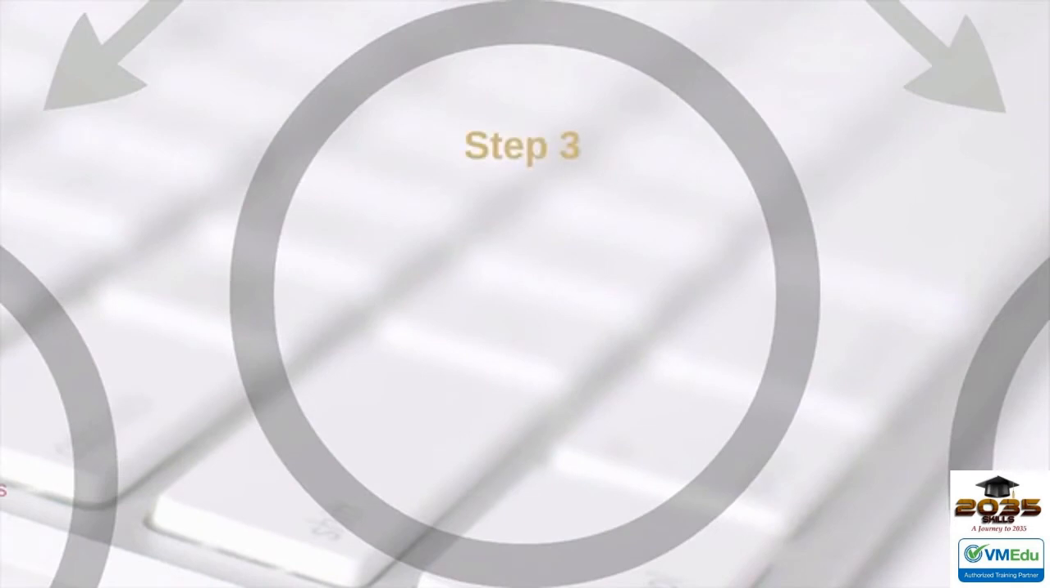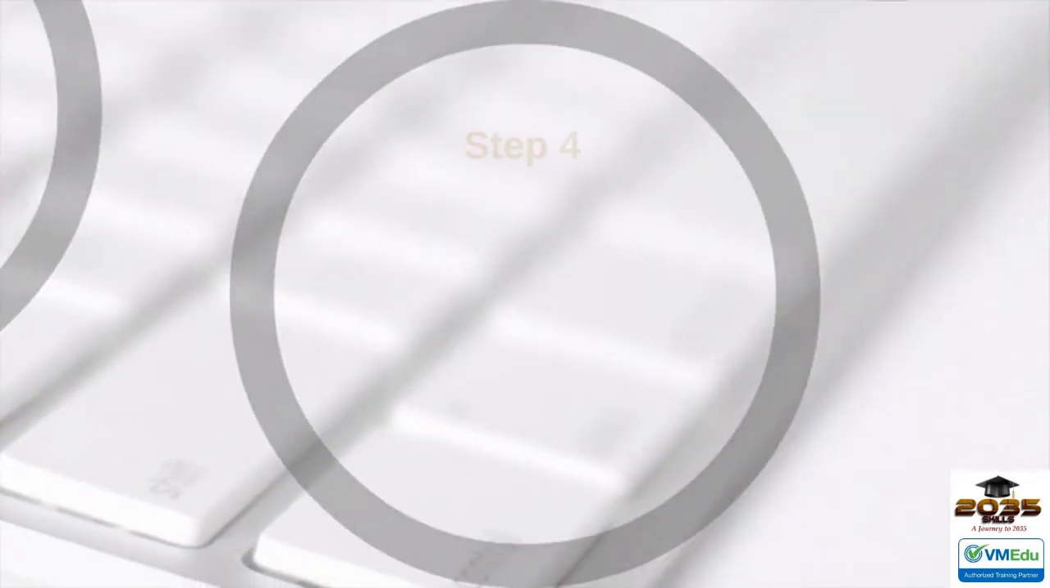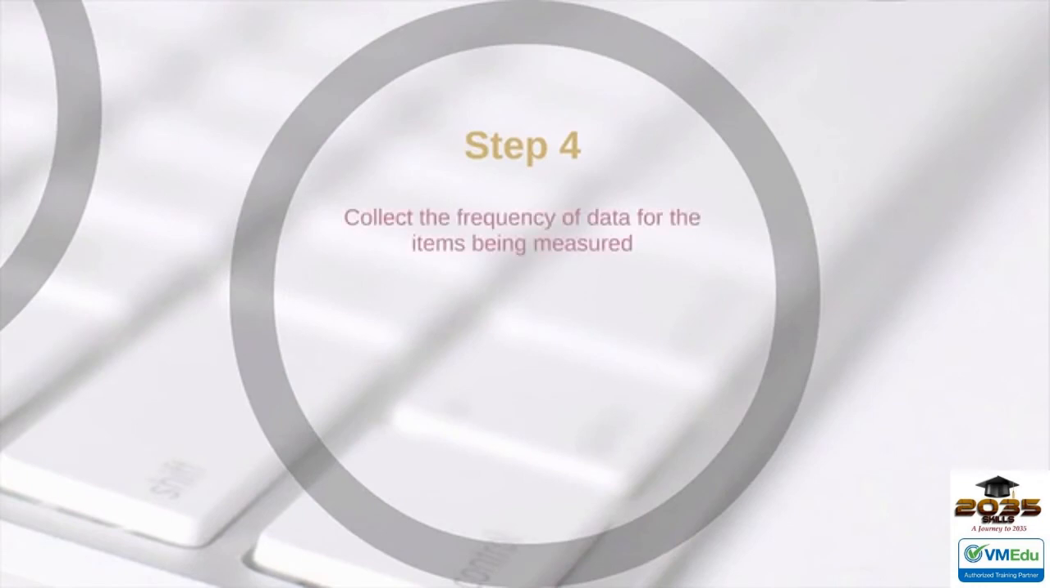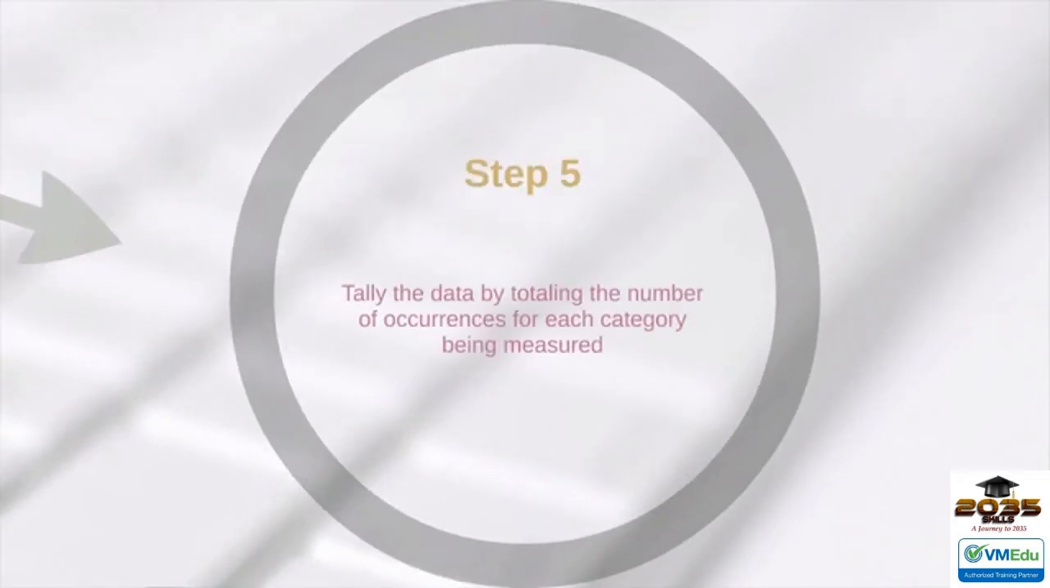The third step would be to create a tabular form for collecting data. Traditionally, the features, characteristics, items, type of defects, etc. are listed on the left side of the check sheet. The fourth step would be to collect the frequency of data for the items being measured. Record each occurrence directly on the right side of the check sheet as it happens. The fifth step would be to tally the data by totaling the number of occurrences for each category being measured.